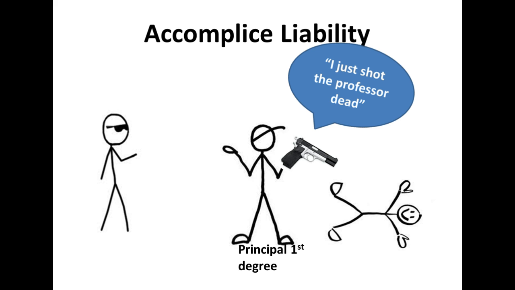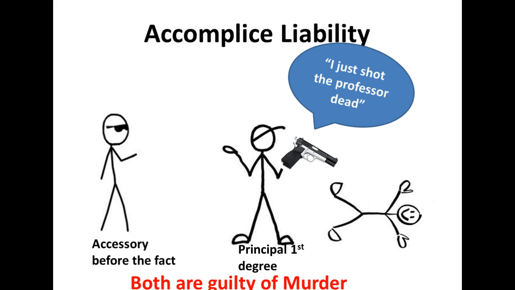The person who gave him the gun and left the scene, so he's no longer present, he's not constructively present by, let's say, being outside in the getaway car or being at the door, he has left completely, is an accessory before the fact. He was known as an accessory before the fact, and he too is guilty of murder, just like the principal in the second degree was. And here he's guilty of murder because by giving the principal in the first degree the gun, he has aided and encouraged the principal in the first degree to commit the crime.